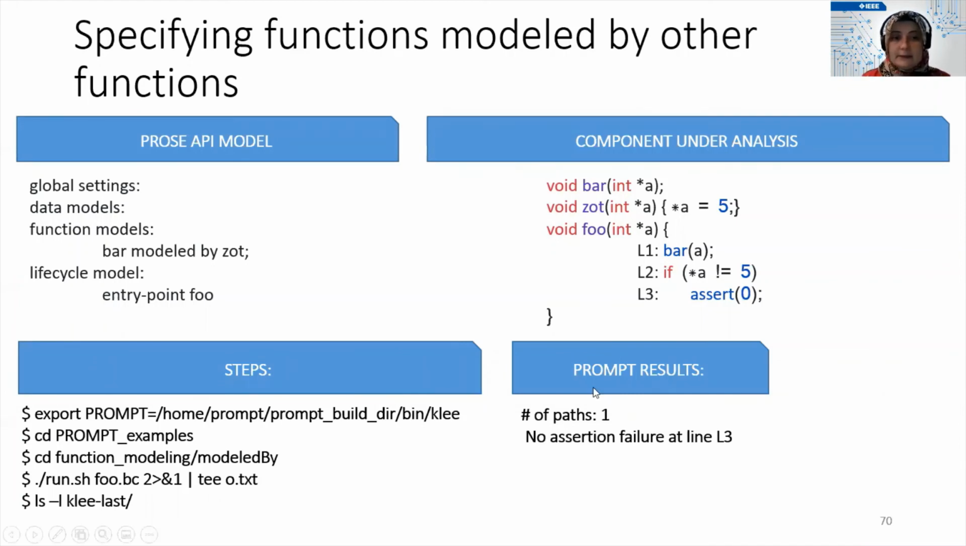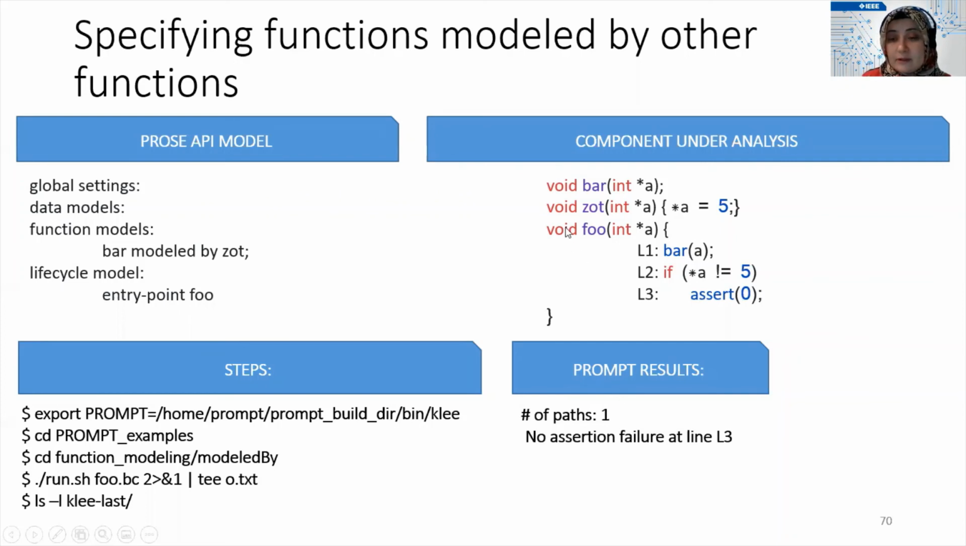Now, if none of the modeling approaches that we discussed so far work for your case, then what you can do is implement a model function. Let's say in here, Zot is our model function. And we say that Zot is going to model bar by saying bar modeled by Zot.